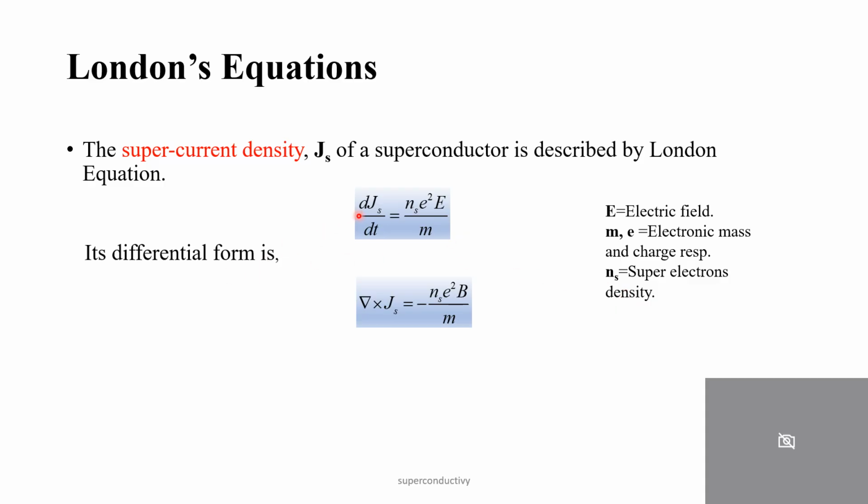And if we write this equation in differential form, it will be curl of Js equals minus ns e² B by m, where B is the magnetic field. So these both equations are known as London equations, which are the expressions of the supercurrent density within the superconductor.